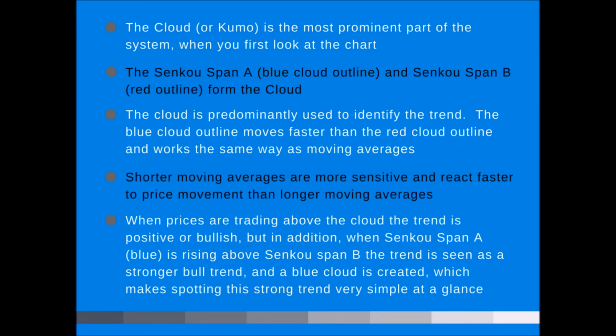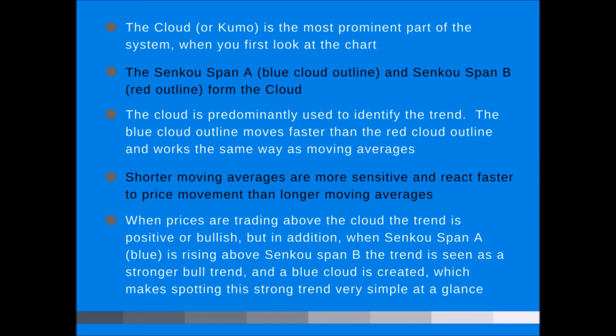The cloud, or the Kumo, is the most prominent part of the system when you first look at the chart. The Senkou Span A, the blue cloud outline, and the Senkou Span B, the red outline, form the cloud. The cloud is predominantly used to identify the trend. The blue cloud outline moves faster than the red cloud outline and works the same way as moving averages. So shorter moving averages are more sensitive and react faster to price movement than longer term moving averages.